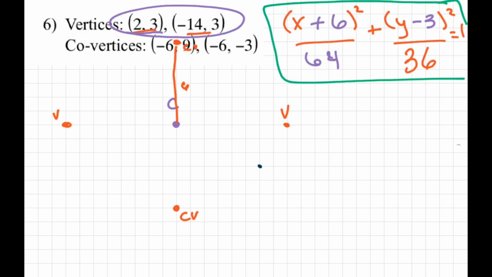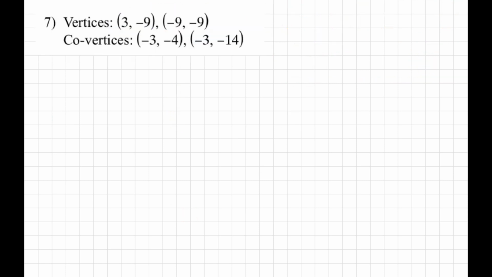Okay, I'm going to have you guys try one now. So number 7, you're given the vertices and the co-vertices, so just like the one before. And so you come up with the equation and then come back to the video and see if you got it right.